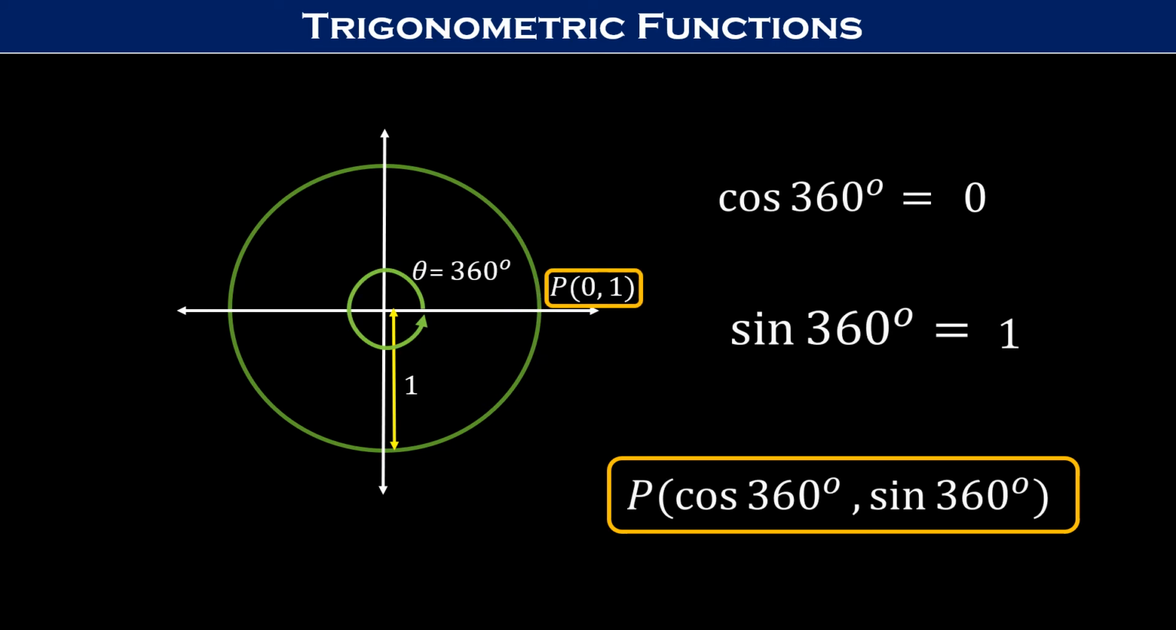Now, in this situation, theta is 360 degrees and the Cartesian coordinates of P are 1, 0. If we are using 360, the polar coordinates of the point P are cos 360 and sin 360. Comparing the polar coordinates to the Cartesian coordinates, we find that cos 360 is 1 and sin 360 is 0.